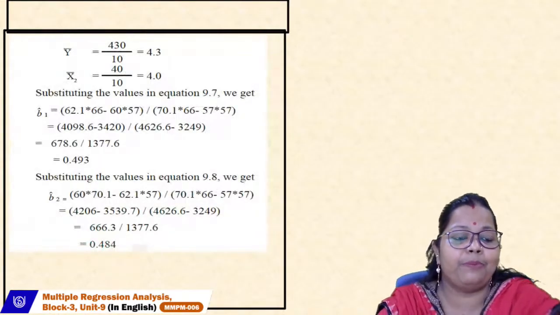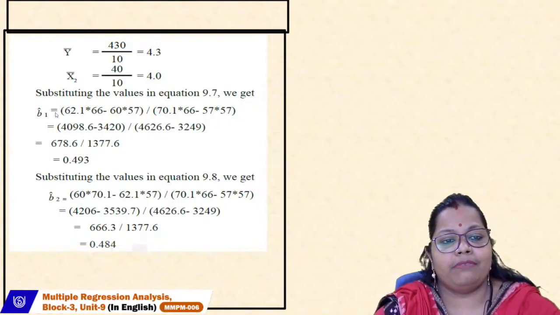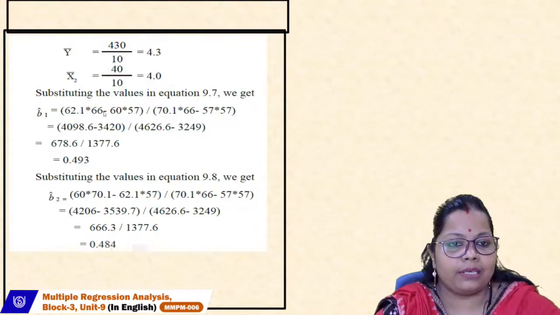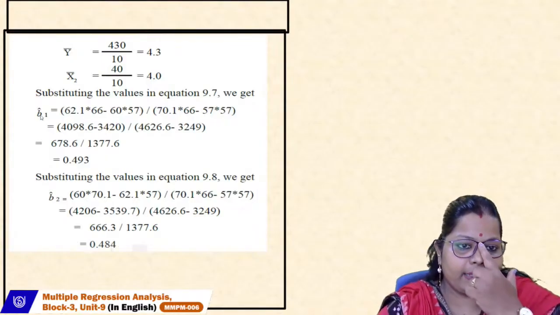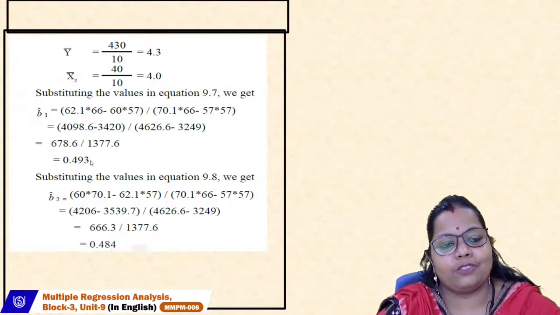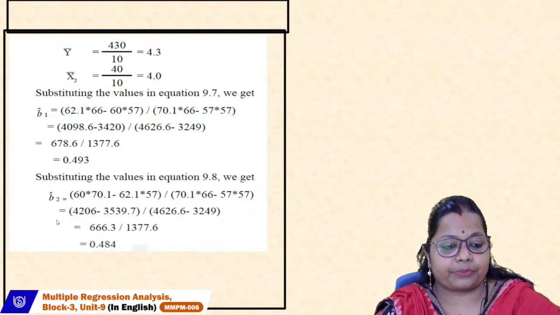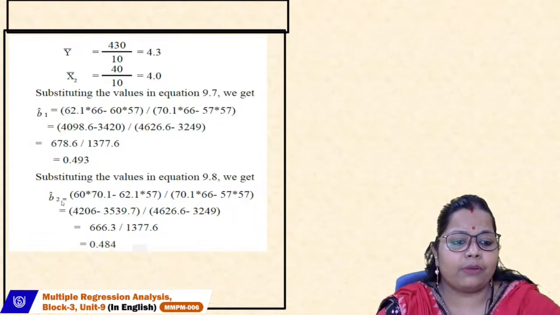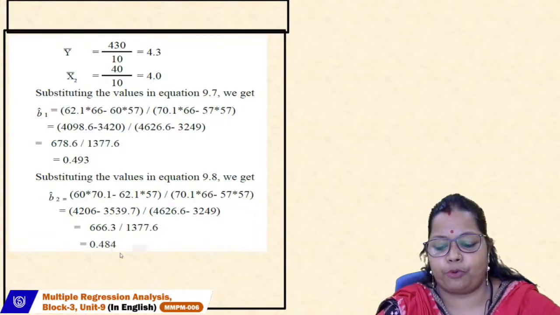Now, as per the formula of beta 1 hat and beta 2 hat, I put all the values from the table that I calculated into the beta 1 hat formula. After putting in these values, I found the value, that is 0.493. Similarly, substituting the values from the 9.8 table, I was able to calculate beta 2 hat, and the value of beta 2 hat is 0.484.